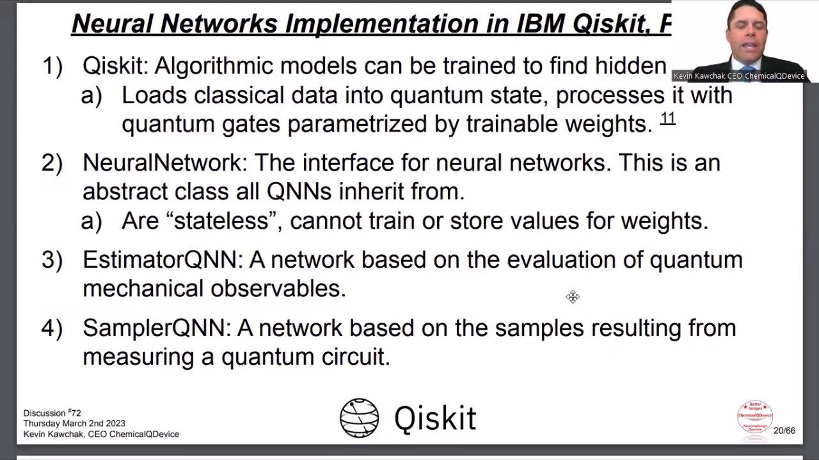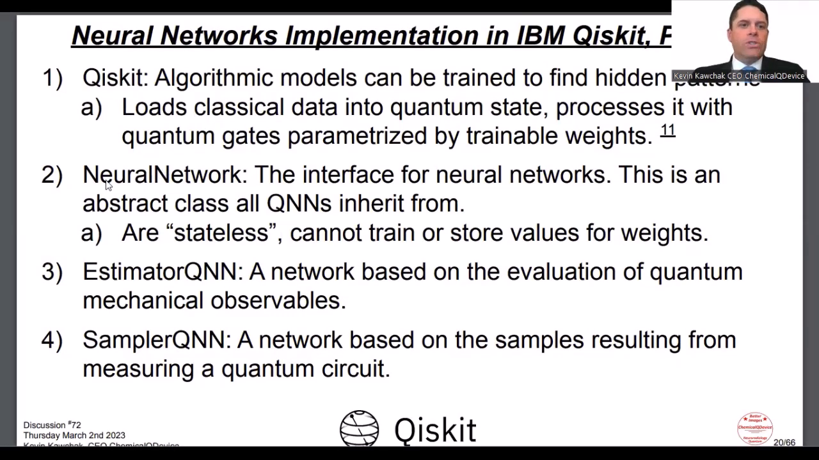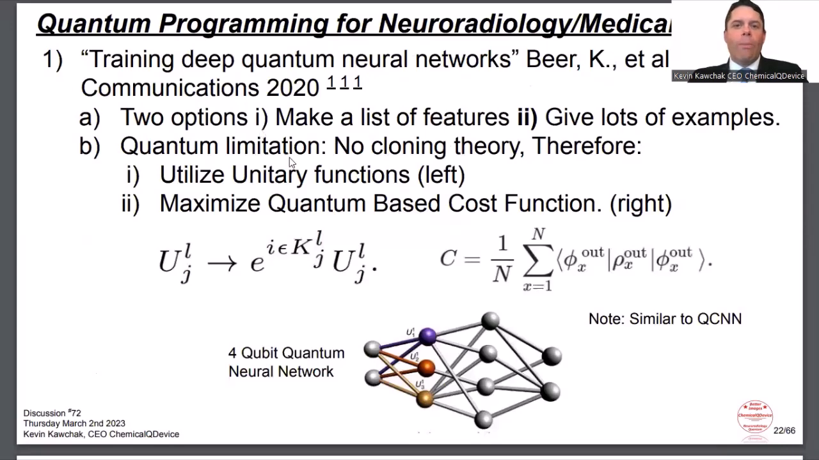Now, in Qiskit, it's a little bit different. They call these things NeuralNetwork, no spaces, EstimatorQNN, no spaces, and SamplerQNN. The important thing to notice in this is there's certain things that are an abstract class QNNs inherit from, and they're stateless, so they can't actually train or store values for weights. So this is for chemical computer devices entering into this world of QML and especially QNNs and QCNNs, and figuring out the best way to go about this.